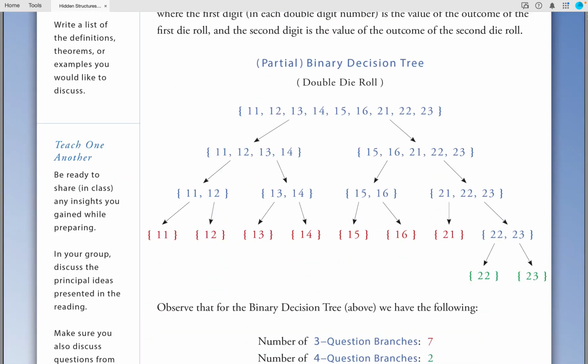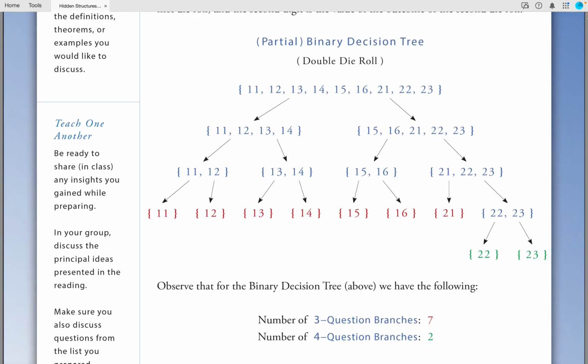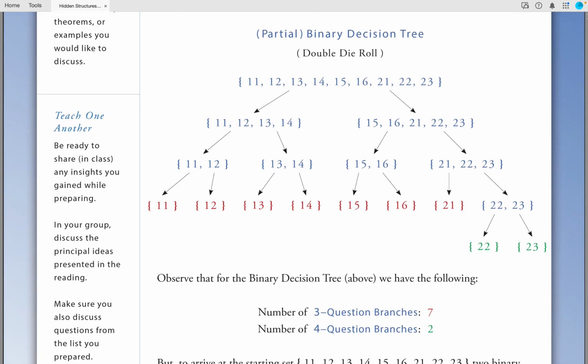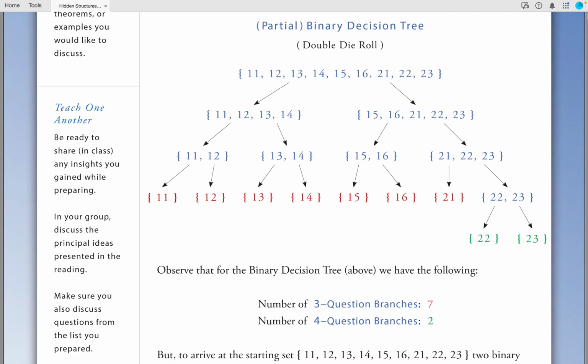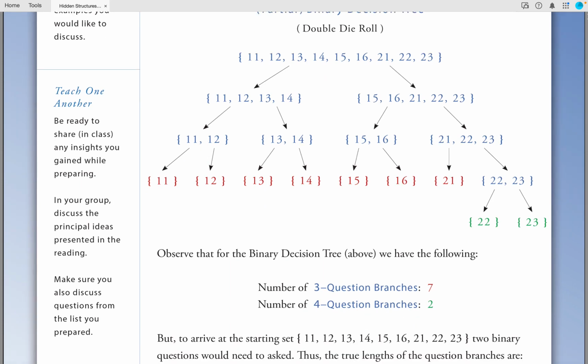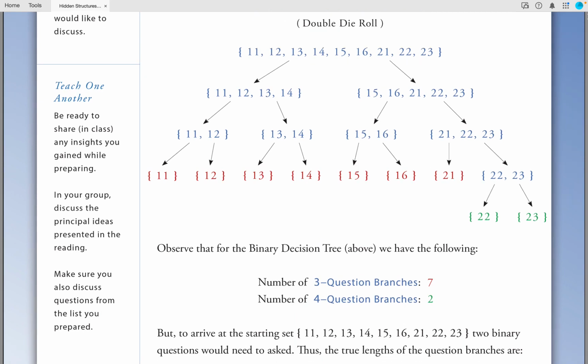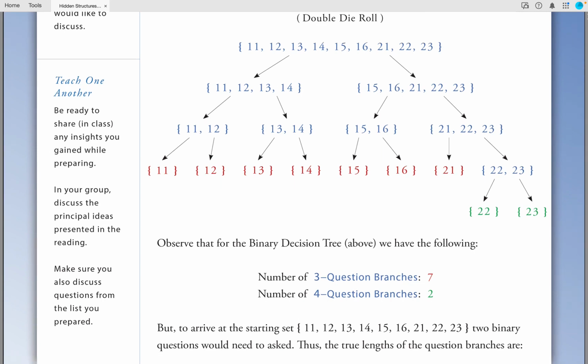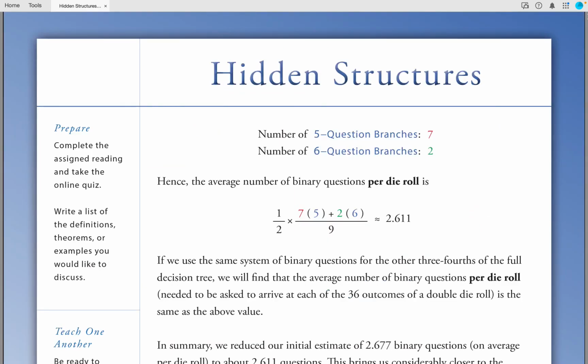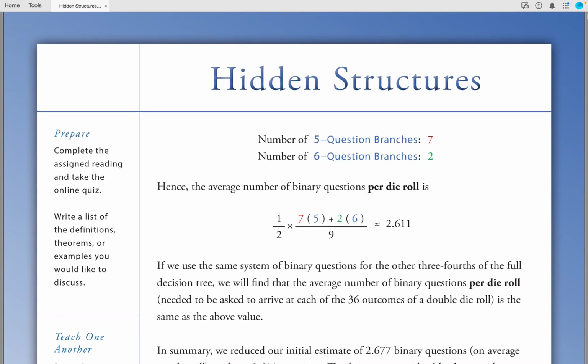Observe that for the binary decision tree above, we have the following. The number of 3 question branches is 7. The number of 4 question branches is 2. But to arrive at the starting set 11, 12, 13, 14, 15, 16, 21, 22, 23, 2 binary questions would need to be asked. Thus, the true lengths of the question branches are: the number of 5 question branches is 7, the number of 6 question branches is 2.